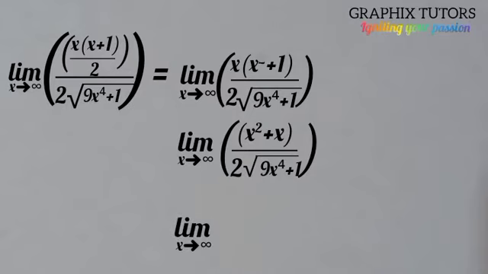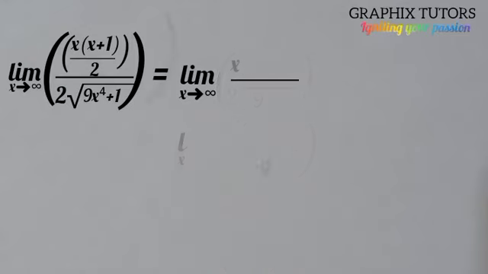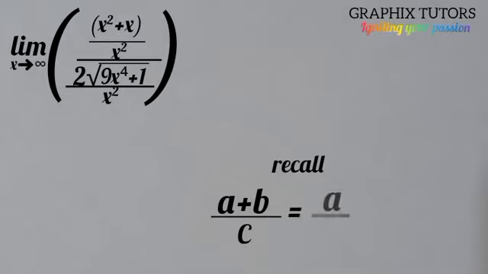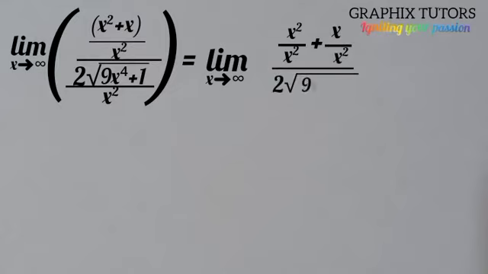So if I start dividing, I'll be having x squared plus x all divided by x squared, all divided by 2 times square root of 9x to the power of 4 plus 1 all divided by x squared, right? Now, if I recall, if I have (a plus b) over c, it's going to give me a over c plus b over c, right? So I'll implement it here. So I'll be having the limit of x tends to infinity, x squared over x squared plus x over x squared, all divided by 2 square root of 9x to the power of 4 plus 1 divided by x to the power of 4.